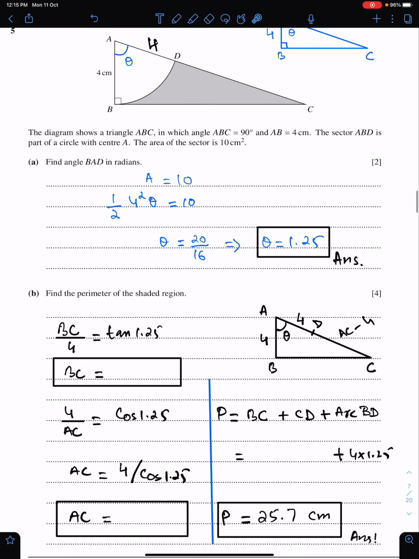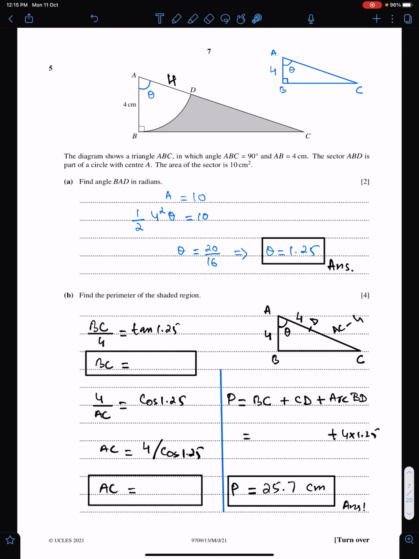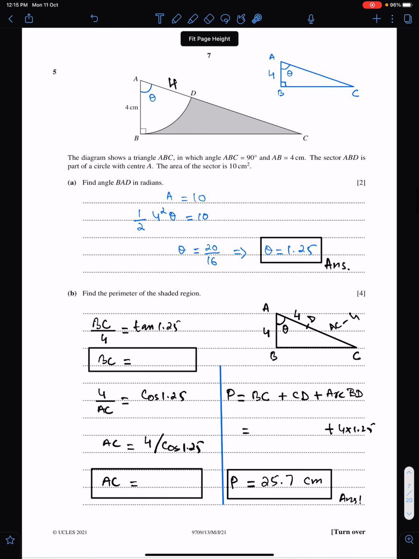And the perimeter is BC, DC and arc BD. So BC, DC or CD and arc BD. Arc BD is r theta. You know the formula of arc length, r theta. This is r and this is theta. And you all know how to get the length of CD. It is AC minus 4. So this will be the perimeter. I left these calculations for you. You can do this yourself. Make sure your calculator is in radian mode, because theta is in radians.